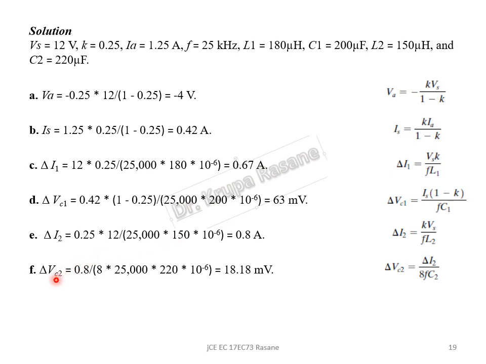Next, we have to find delta VC2. Delta VC2 is equal to delta I2 upon 8 F C2. These are the formulas we have derived in earlier slides. So delta I2 we have just derived, delta I2 is equal to 0.8, and that divided by 8 F into C2. C2 is 220 microfarads, and that will give me 18.18 millivolts.